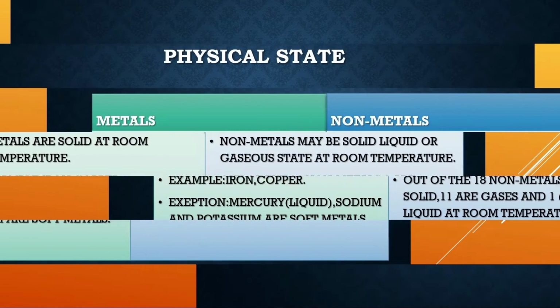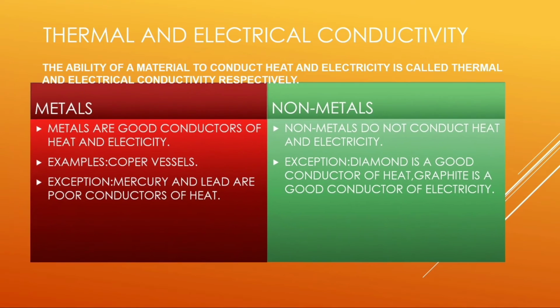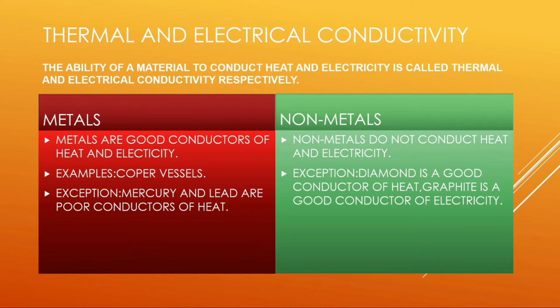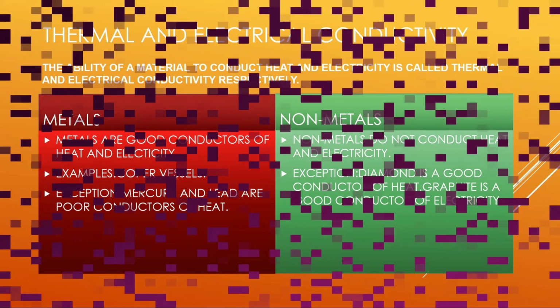Next, we have thermal and electrical conductivity. The ability of a material to conduct heat and electricity is called thermal and electrical conductivity, respectively. So, for conducting heat, it is called thermal conductivity, and for conducting electricity, it is called electrical conductivity. So, metals. Metals are good conductors of heat and electricity. Examples: copper vessels. Exception: mercury and lead, which are poor conductors of heat. Non-metals do not conduct heat and electricity. Exception: diamond is a good conductor of heat. Graphite is a good conductor of electricity.